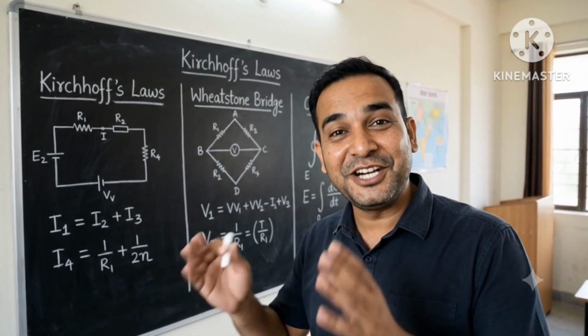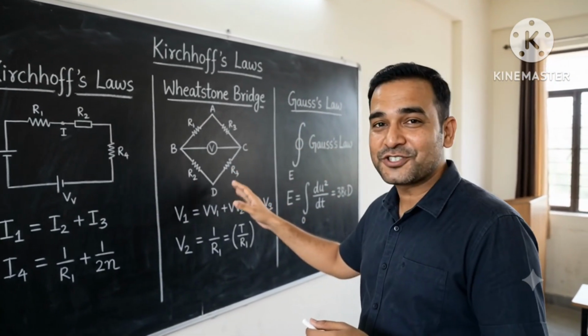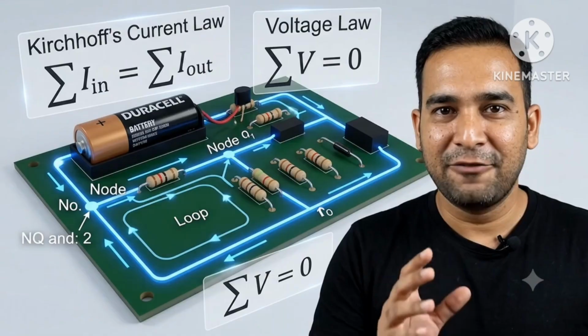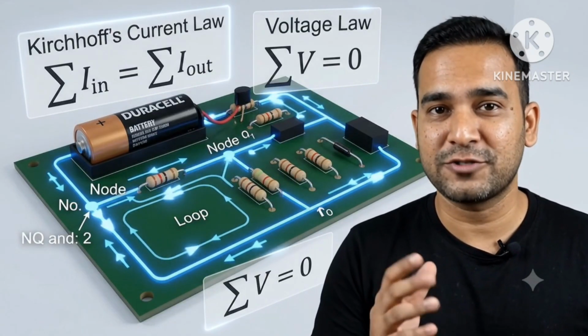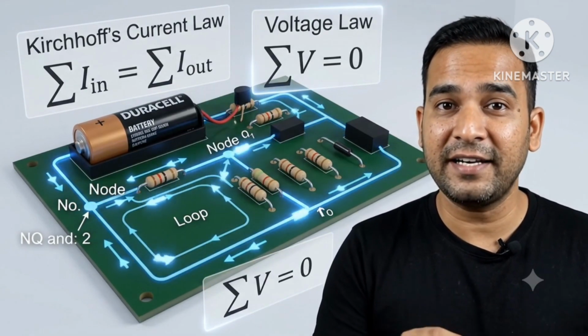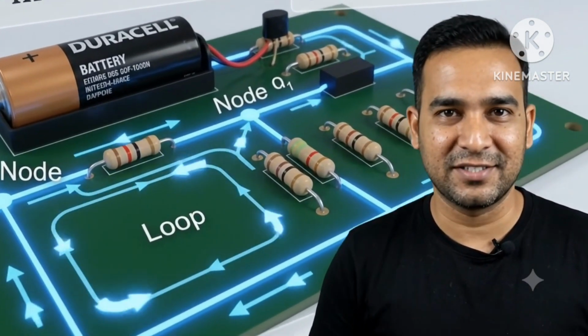Today we will understand three topics of physics: Kirchhoff's laws, Wheatstone bridge and Gauss's law in simple language. First, let's understand Kirchhoff's laws. These laws help in the accurate analysis of current and voltage in any electric circuit.